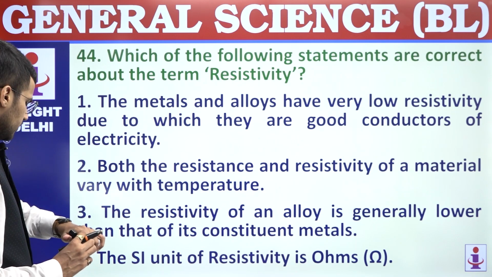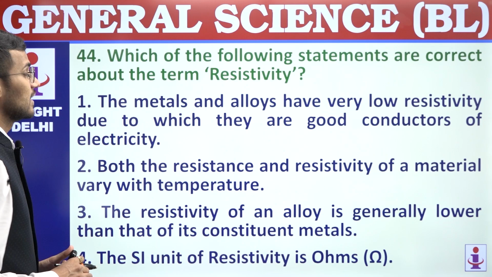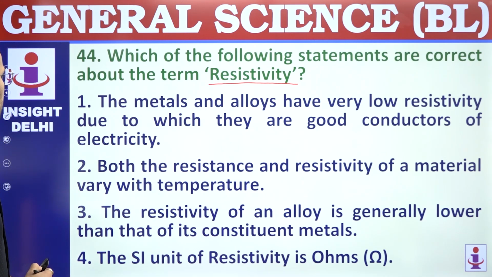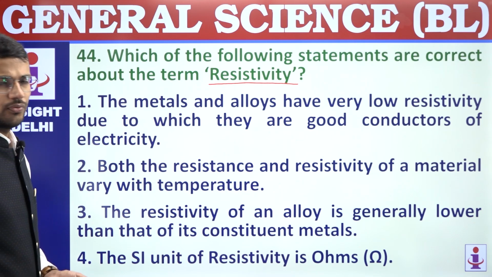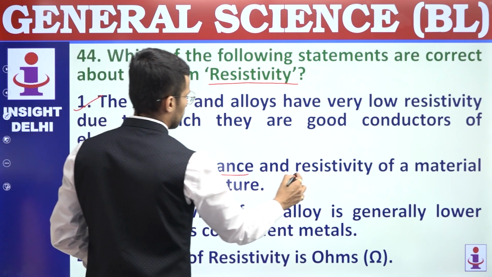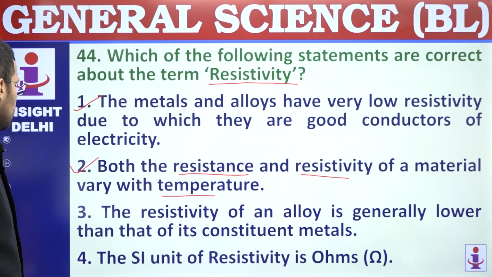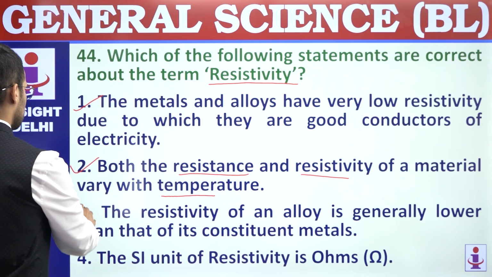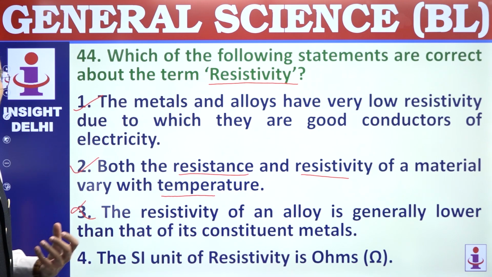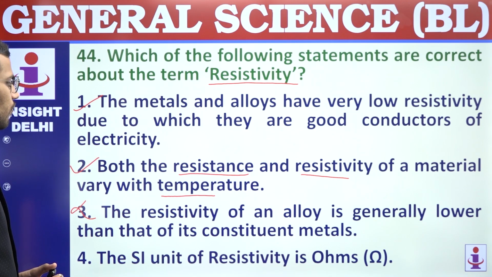44. Which of the following statements are correct about the term resistivity? First, the metals and alloys have very low resistivity due to which they are good conductors of electricity. Correct statement. Second, both the resistance and resistivity of a material vary with temperature. Correct statement. Both resistance and resistivity vary with temperature of the material. Third, the resistivity of an alloy is generally lower than that of its constituent metals. So this statement is an incorrect statement because the resistivity of an alloy is generally more than its constituent metals.